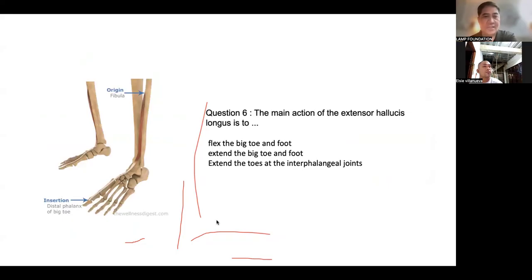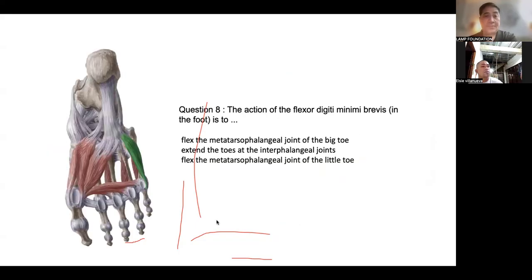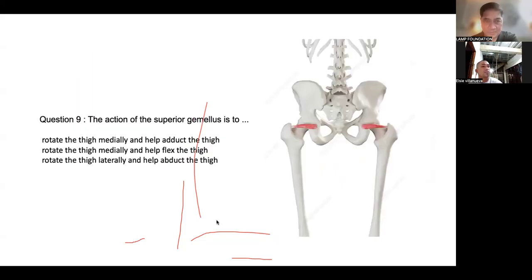A main action of extensor hallucis longus. Extend the big toe and foot. Action of abductor hallucis. Flex and abduct the big toe. Action of flexor digiti minimi brevis. In the foot, flex the metatarsophalangeal joint of the little toe.